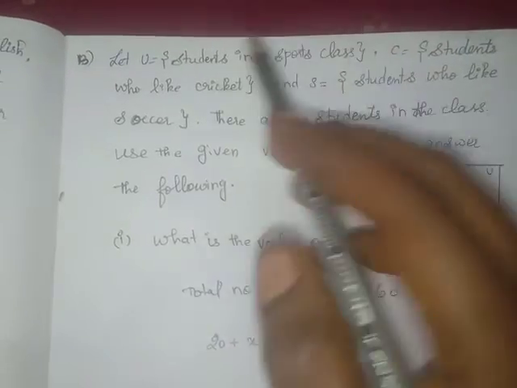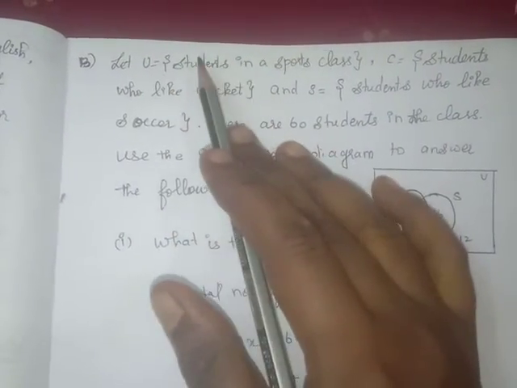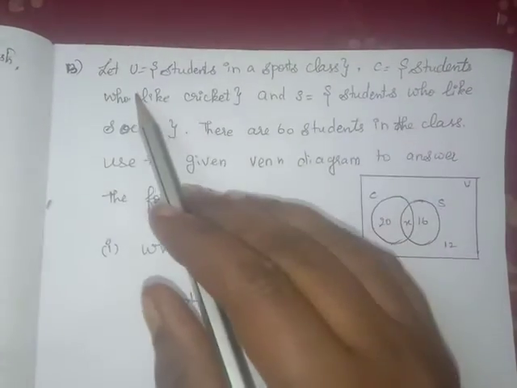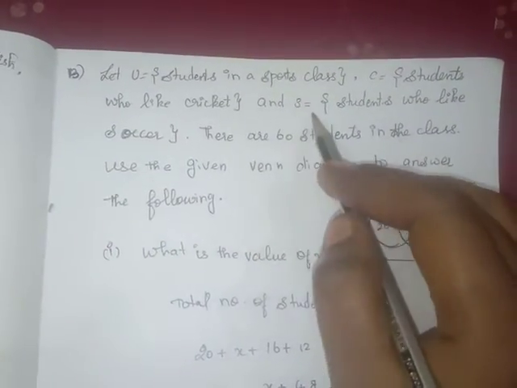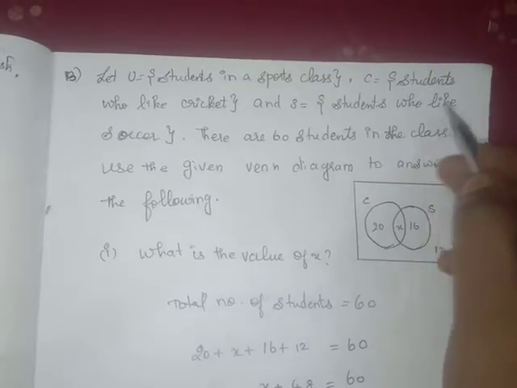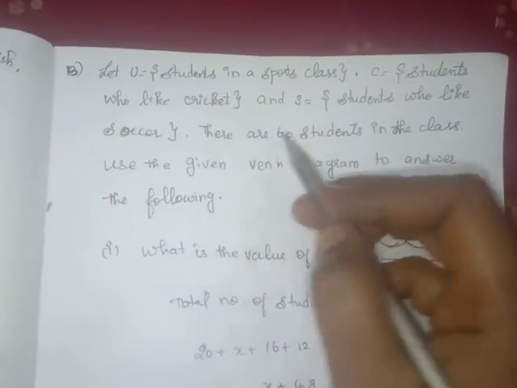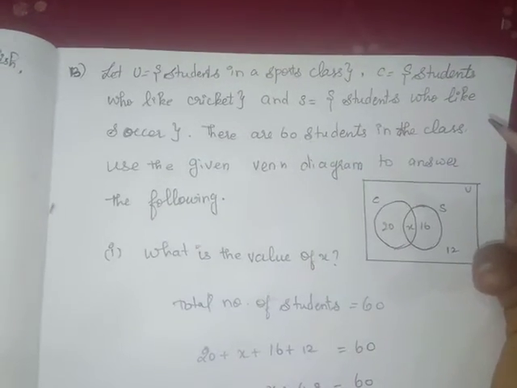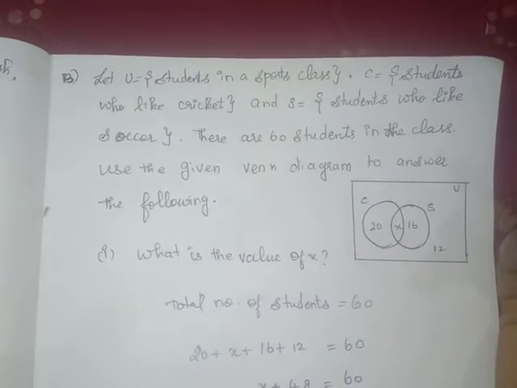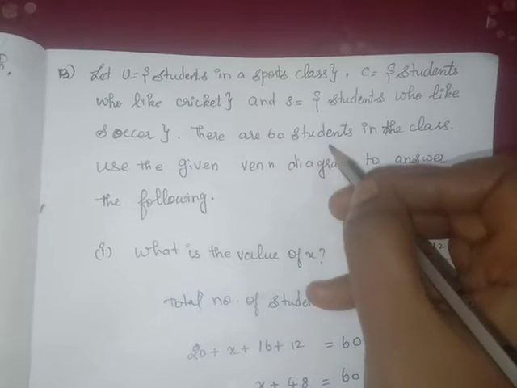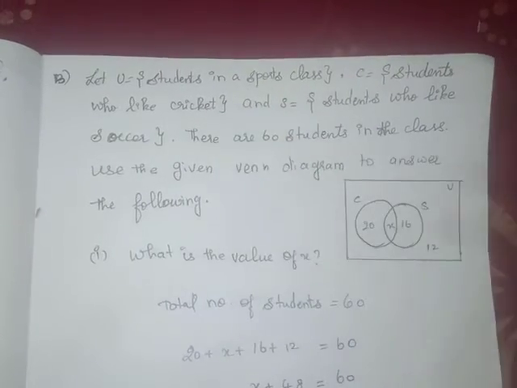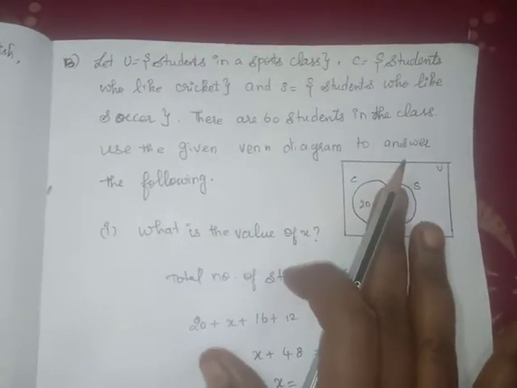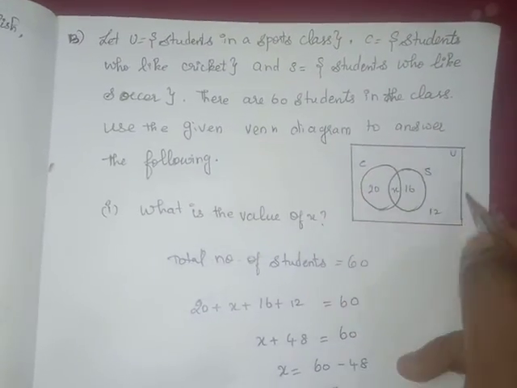Okay, 13th sum. Let U be the set of students in a sports class, C be the set of students who like cricket, and S be the set of students who like soccer. There are 60 students in the class, so the total number of students is 60. That means the universal set is also 60, because the number of students in the class means the students in the sports class. Use the given Venn diagram to answer the following.